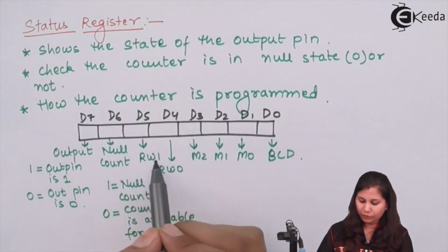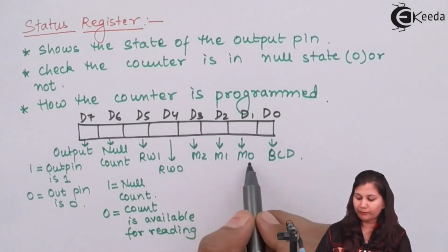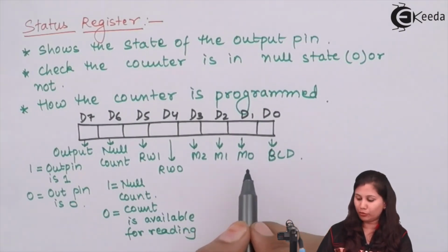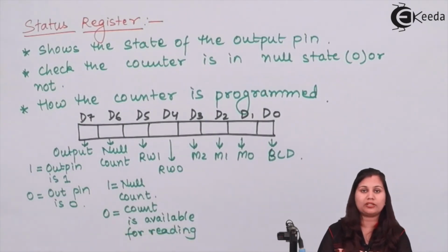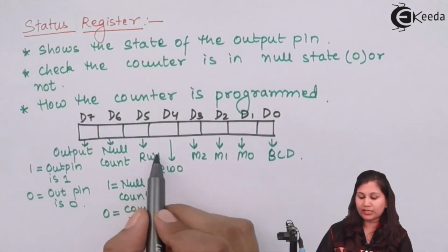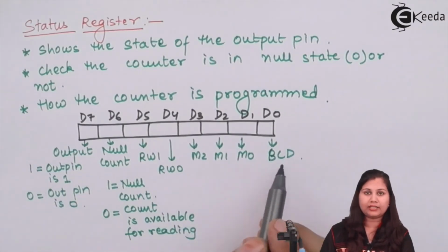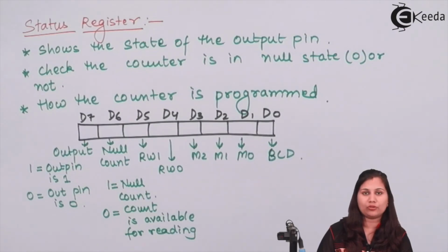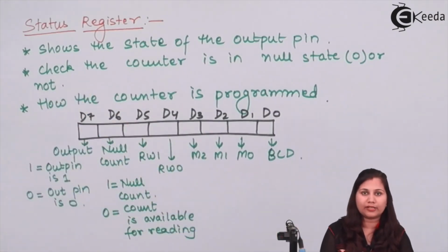Then we have RW1 and RW0. These are the counter programmed mode, and M2, M1, M0 are also for deciding the modes. RW1 and RW0 decide the operations like read operation, write operation, or to read or write the lower byte first and then the MSB first. So this is just like the control word which we have studied earlier. Then BCD is to decide whether the count which is loaded is either a BCD count or a binary count. So this was the control word for the status register.